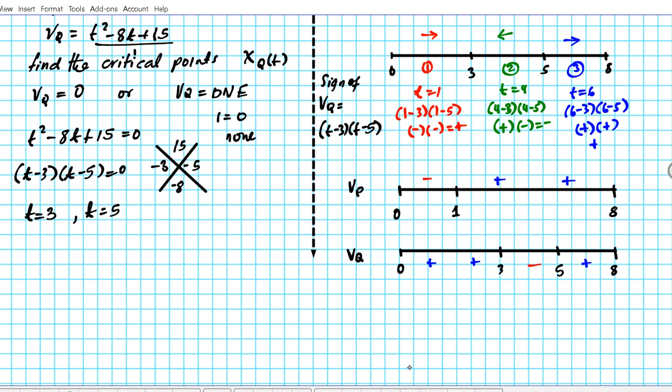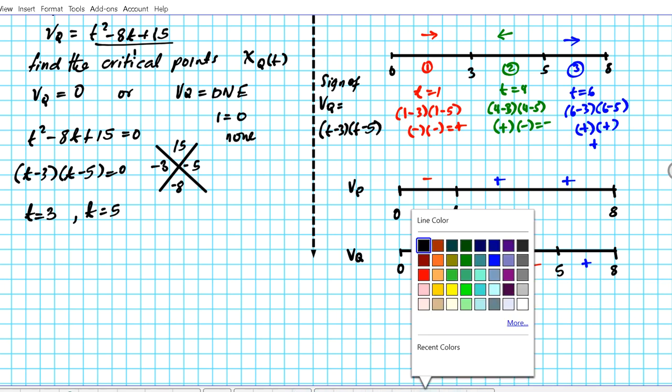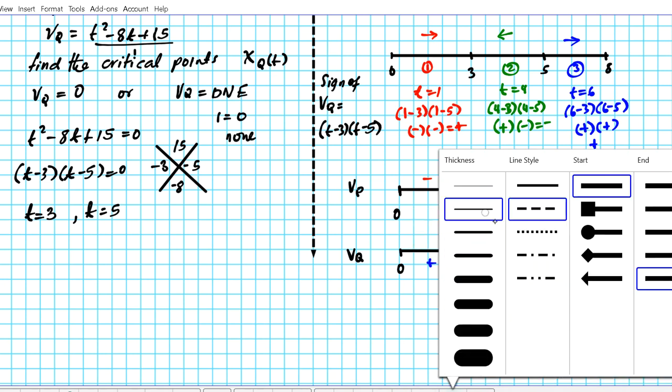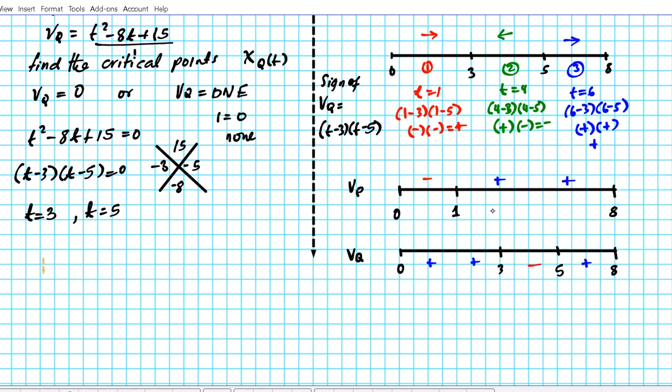All right, so let's unite them together, and then we're going to see where they have the same signs. Let's extend that one down here, and extend that one down here. Okay, so let's look at the signs and see where the signs match up. That's basically what we're looking at.